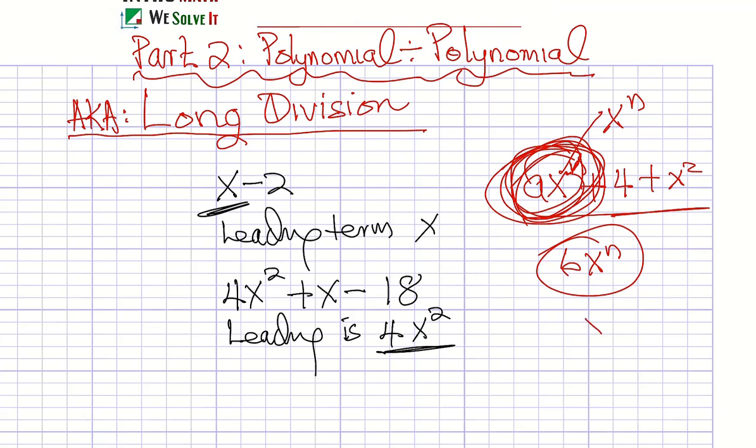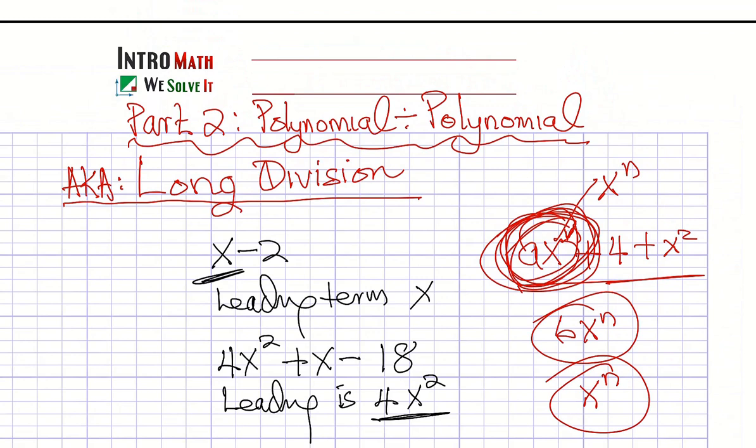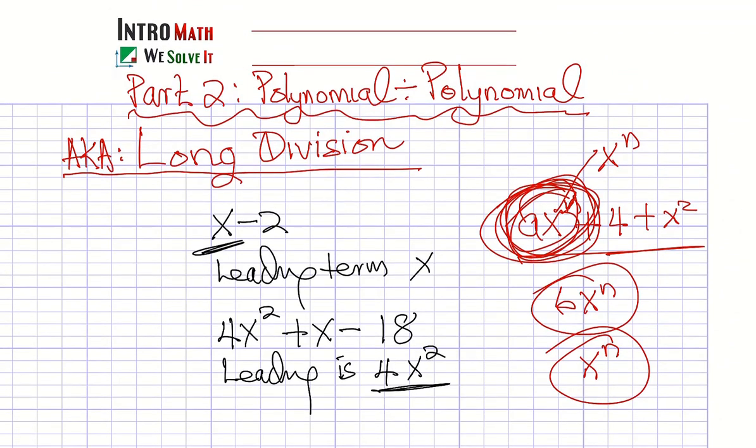Let's say the leading term is by itself, then that is the leading term. You understand what I'm saying, right? So make sure you understand that, because we're gonna use that concept when we do this long division. Okay, so let me give you a couple of examples, and then we'll go from there.